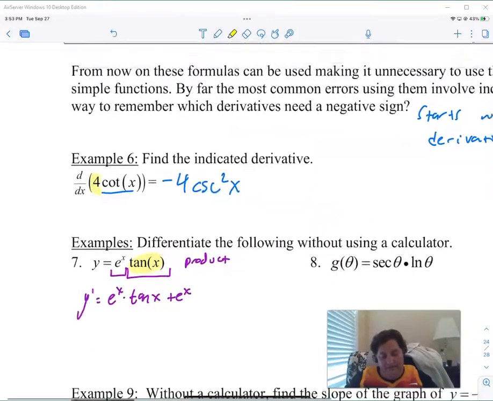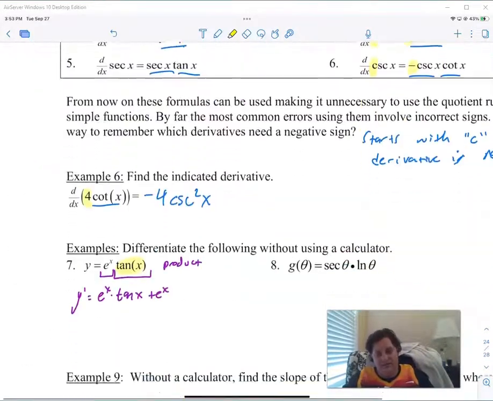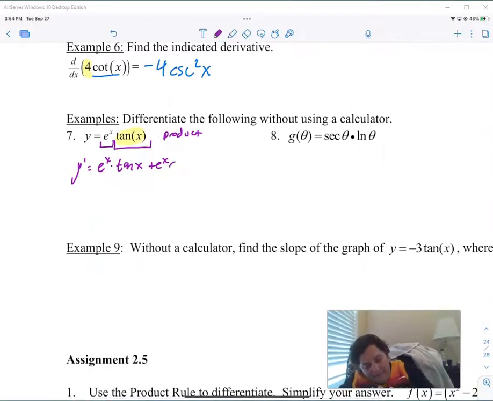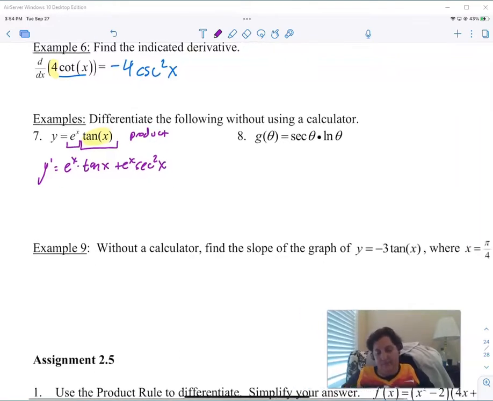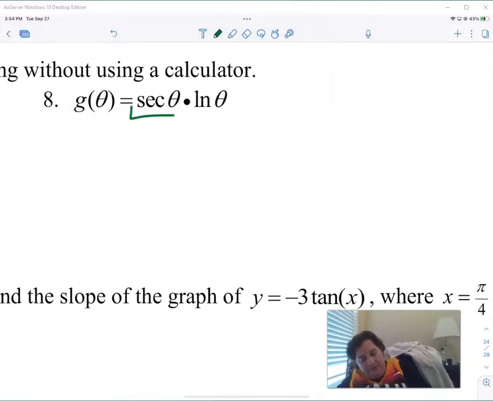Now, what's the derivative of tangent? We can go back up here and look. The derivative of tangent is secant squared. That's my answer. That's it. Okay. Let's do this one. Another product rule.